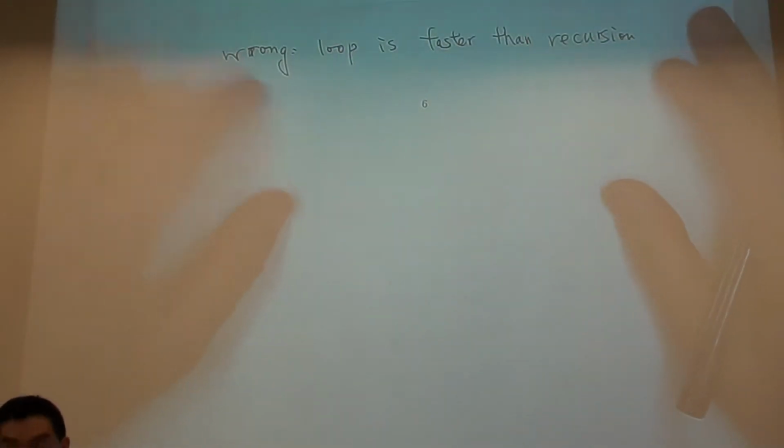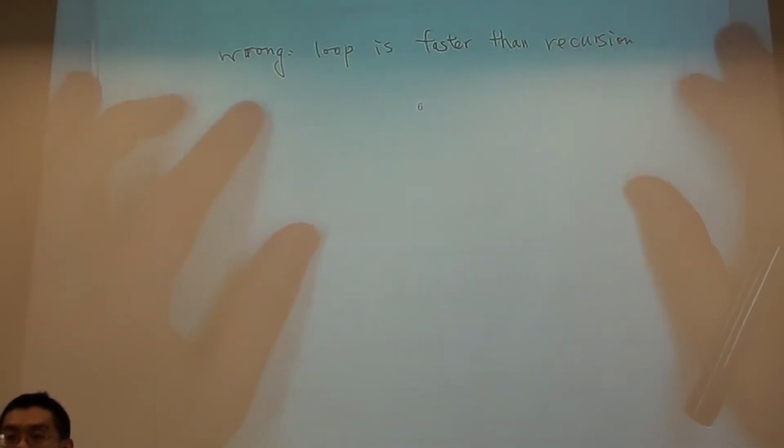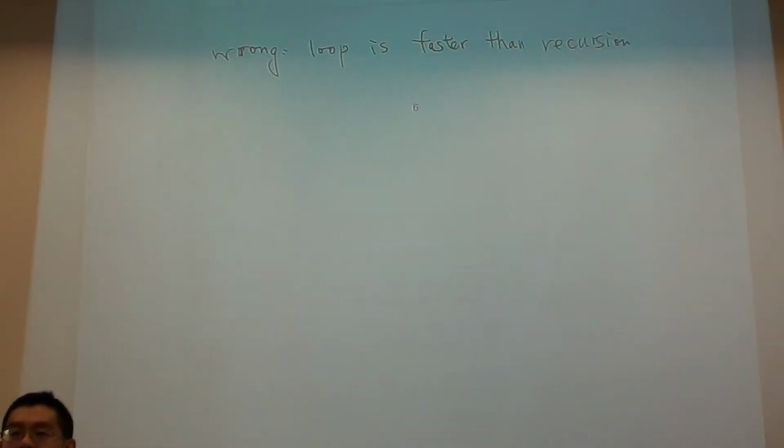Loop is faster than recursion. Actually, we already told you, right? It's not sufficient to say loop is faster than recursion. That's a wrong answer. It depends on what's inside the loop and what's inside the recursion. So you cannot generalize and say loop is always faster than recursion. That's not a correct statement.